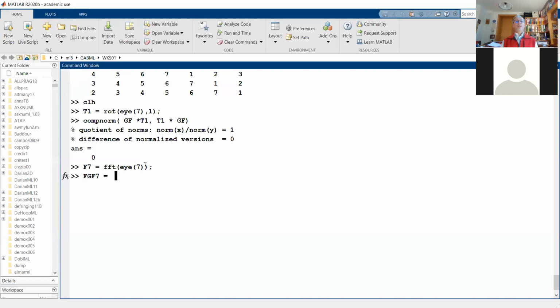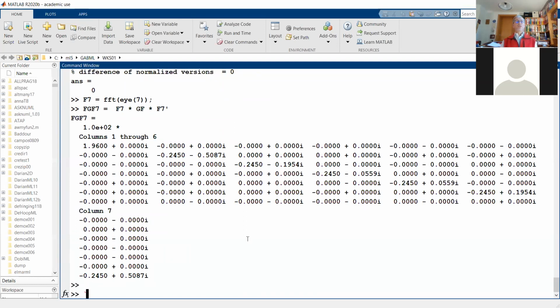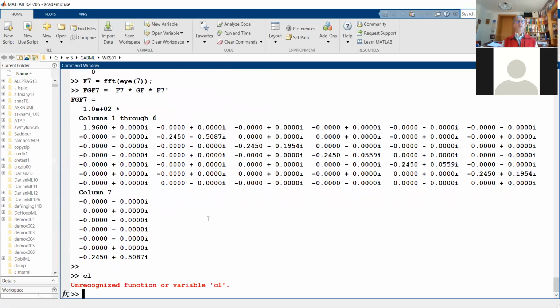So kind of we are looking at the matrix, the linear operator, which is given by the matrix in the Fourier basis. That's the same thing. So we are multiplying F7 with G, F with F7 prime. And that looks like a matrix which is only concentrated on the diagonal, and that's actually true. So you know how to look at the matrix.